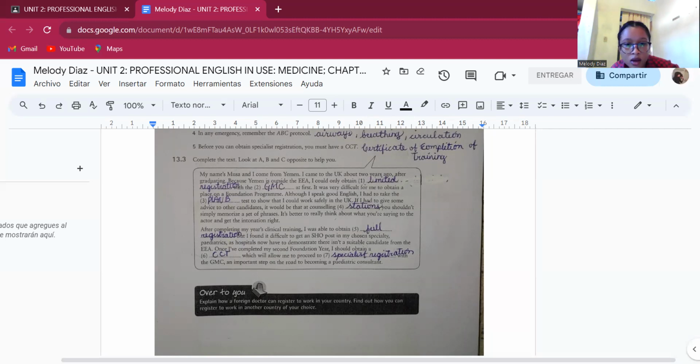Once I've completed my second foundation year, I shall obtain a CCT, which will allow me to proceed to specialist registration with the GMC, an important step on the road to becoming a pediatrics consultant. Thank you.